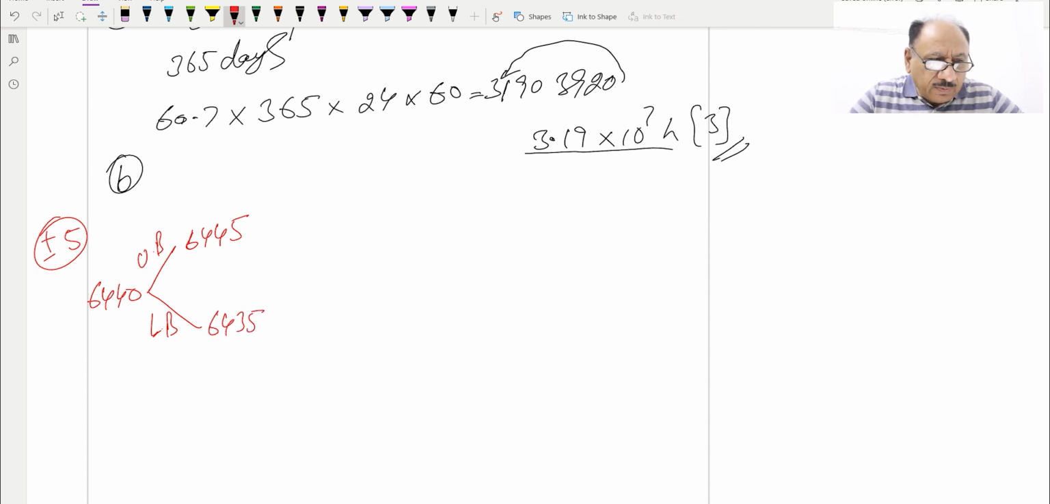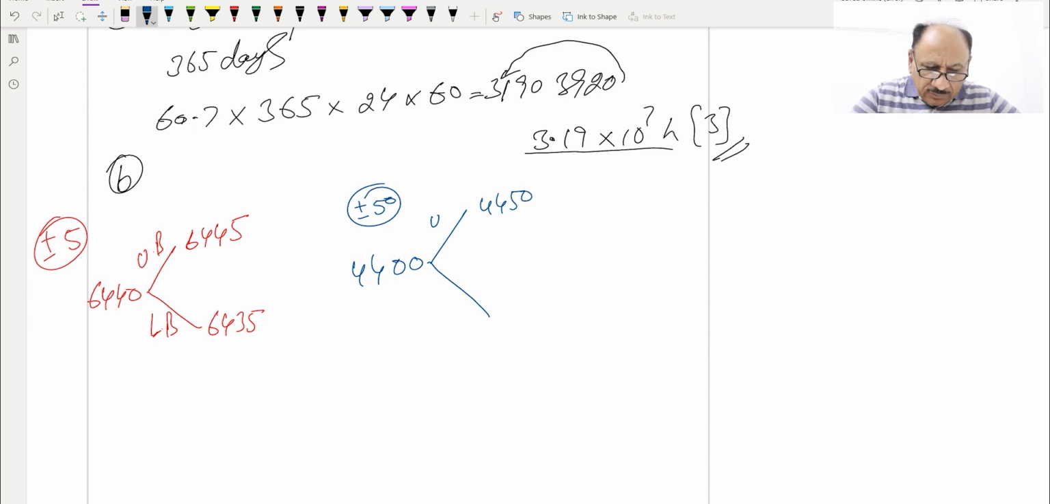The next part of the question says the Congo River has a length of 4400 kilometers, correct to the nearest 100 kilometers. So nearest 100 kilometers means plus or minus 50. The upper bound will be 4450, and the lower bound will be 4350 when we subtract 50. So these will be the lower and upper bounds.